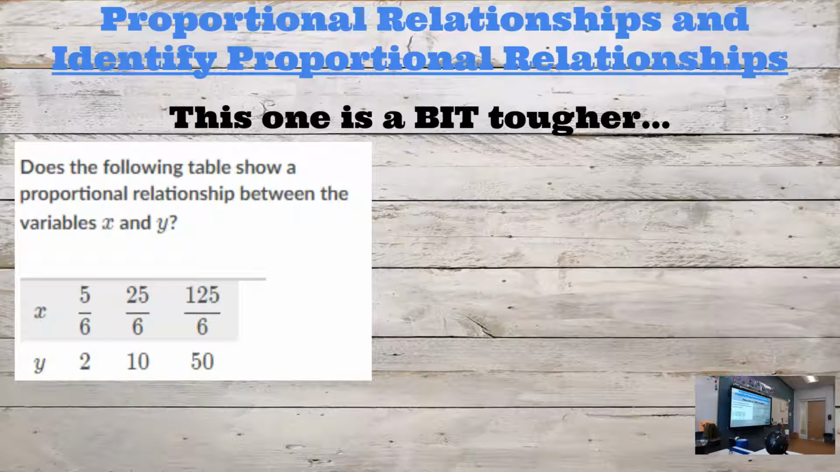We can actually just look at those numbers, like 5, 25, and 125. So I want you to take a moment and analyze that table, ignoring the 6s. If you ignore the 6s, do you think the table is proportional? Then turn to a neighbor and chat about it. This one's kind of tricky.